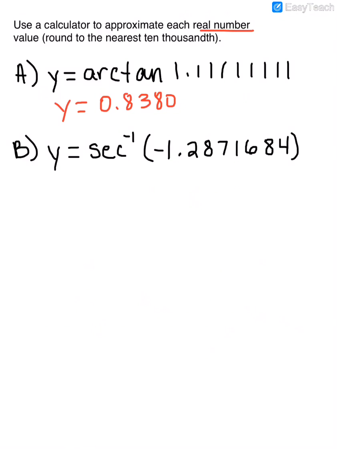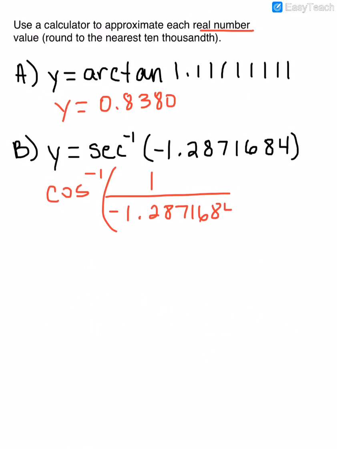Okay, secant, again, we don't have a button for secant, but we know that secant is the reciprocal of cosine. So this is how we would put it in our calculator. We would put in cosine inverse of, and we would take the reciprocal of this value and put that in our calculator. And you should get 2.4605 as your answer. And that's the real number value.